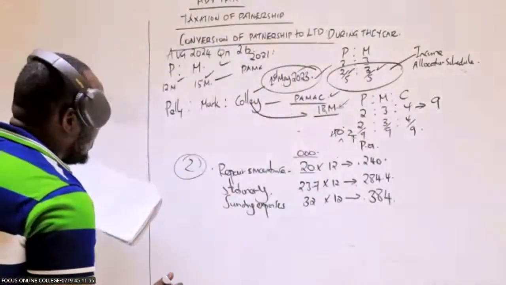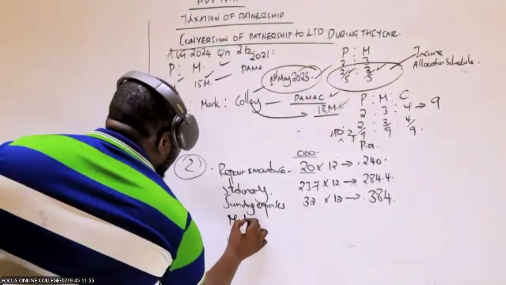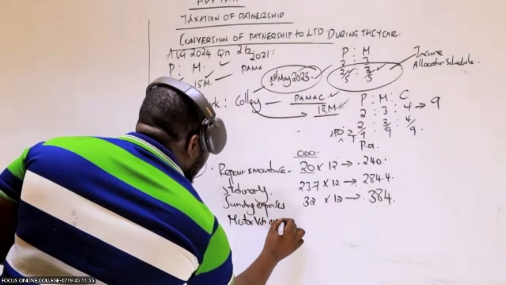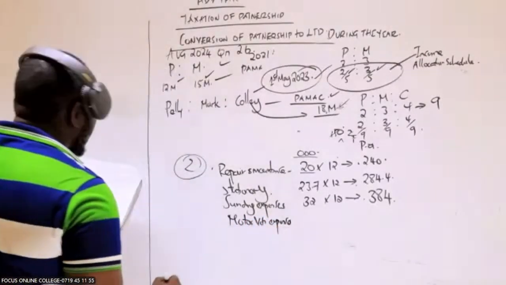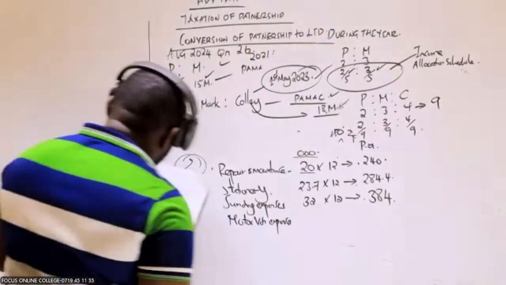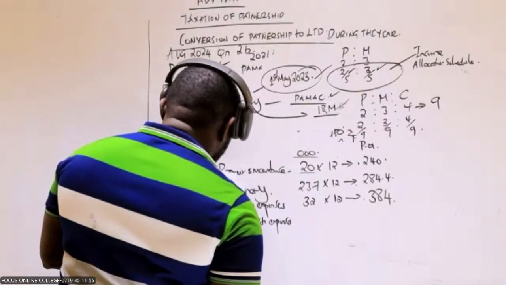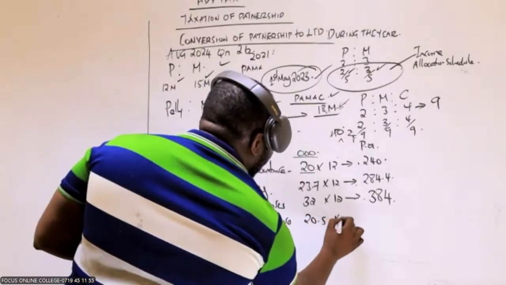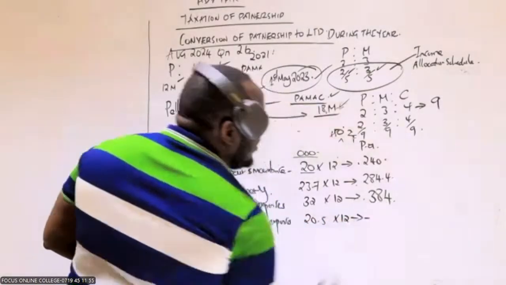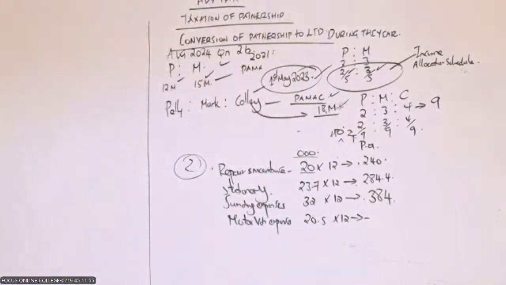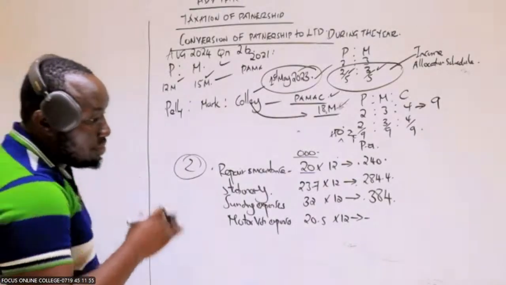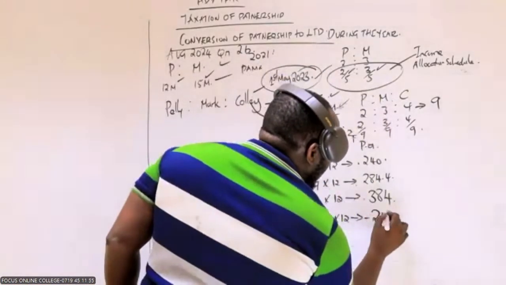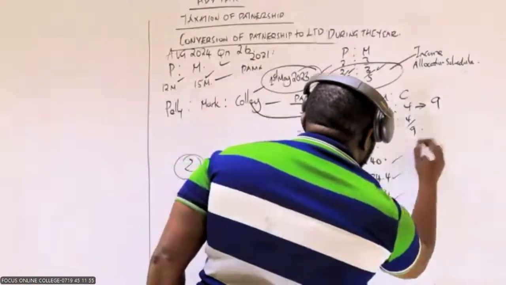So motor vehicle expenses, that's allowable. The figure of motor vehicle expense should be 20.5. Then we have it times 12. So what do we have? 20.5 times 12. So we have 246. Perfect. All of us, we are perfect.